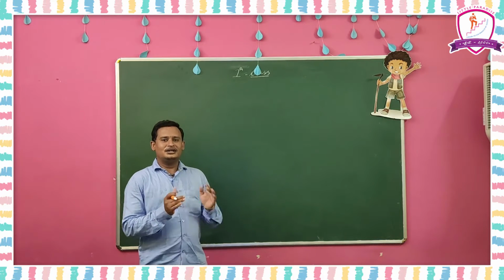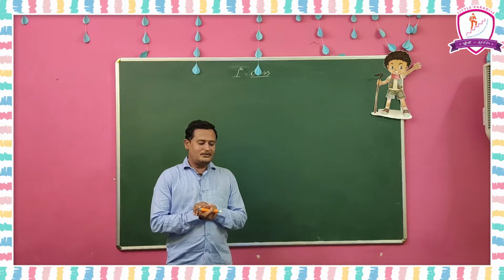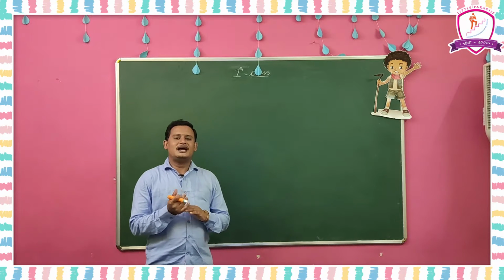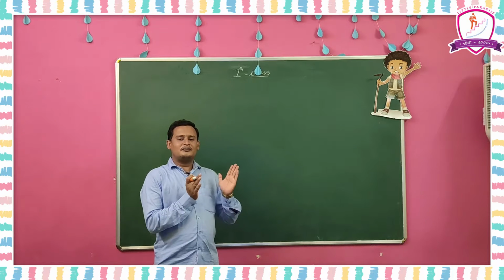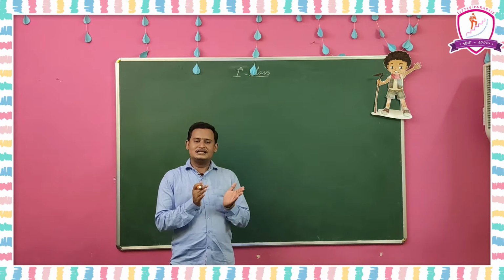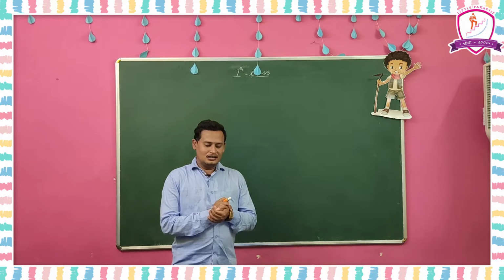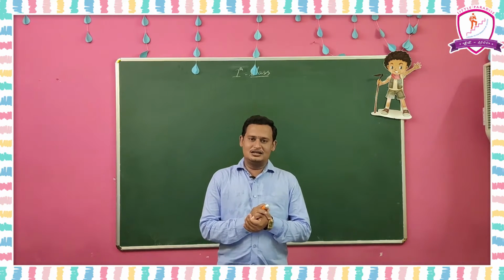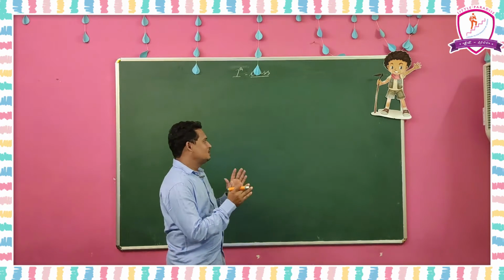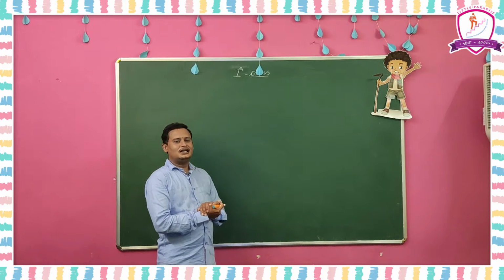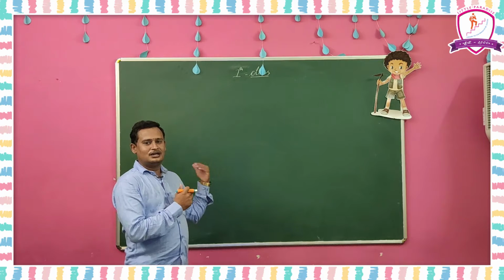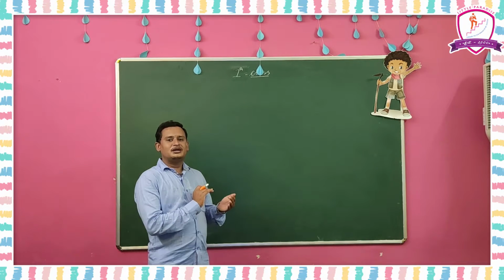In this session we are going to discuss the pair of angles. Pair of angles means two angles, such as complementary angles, supplementary angles, equal angles and adjacent angles. These are pairs of angles, meaning two angles which are related to each other.